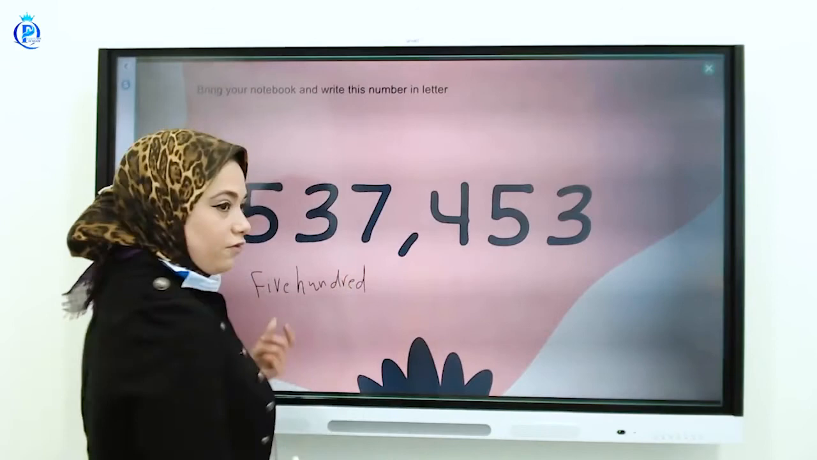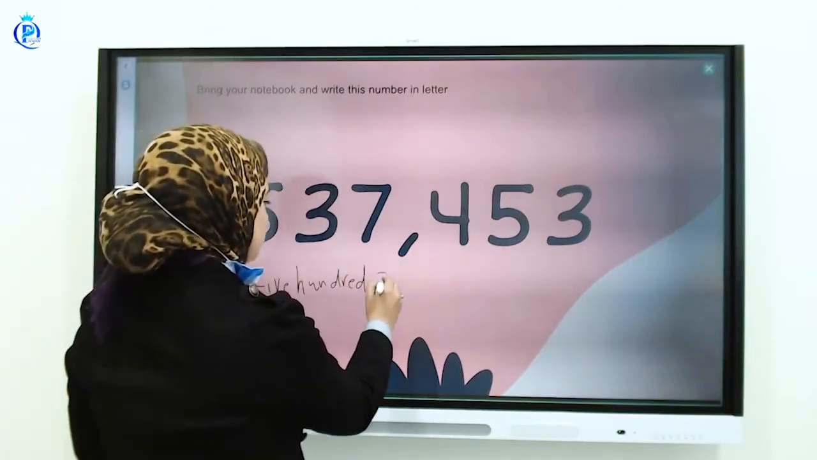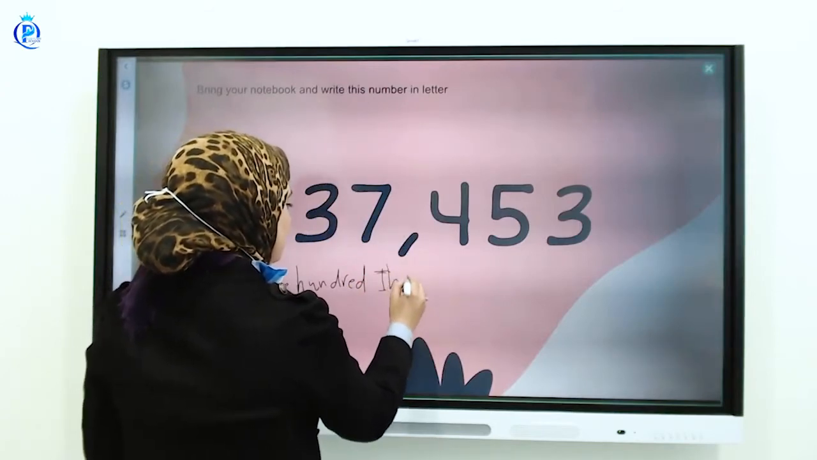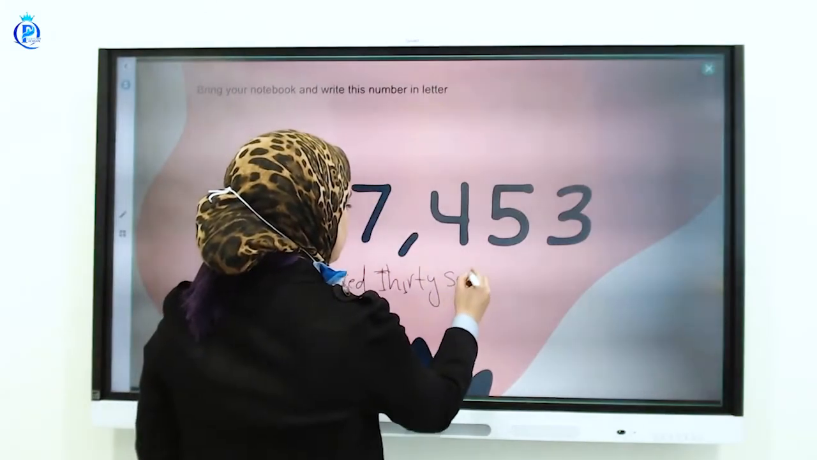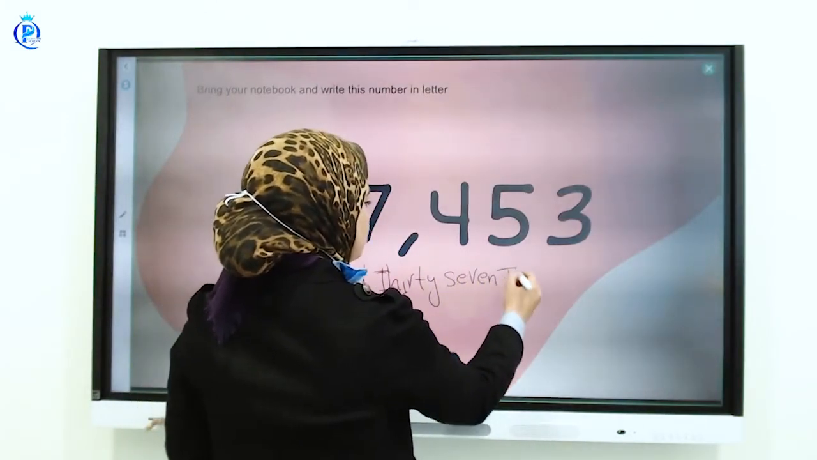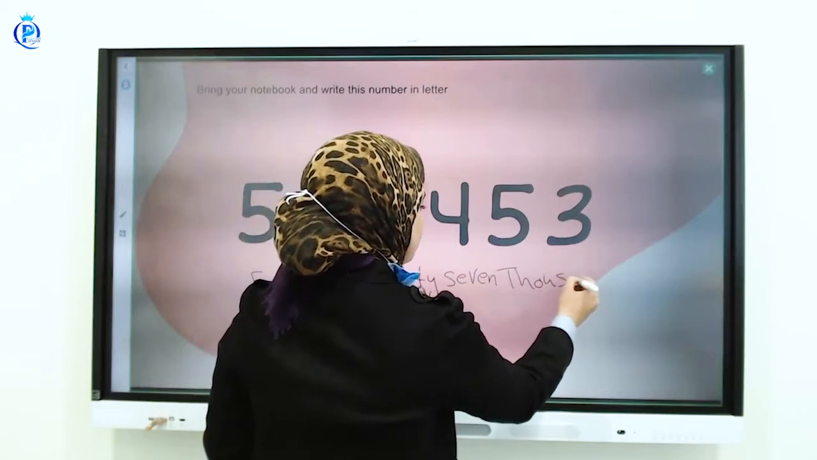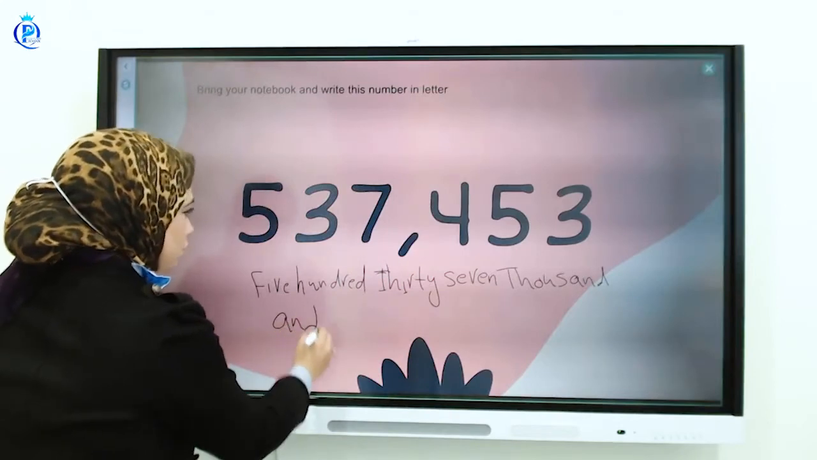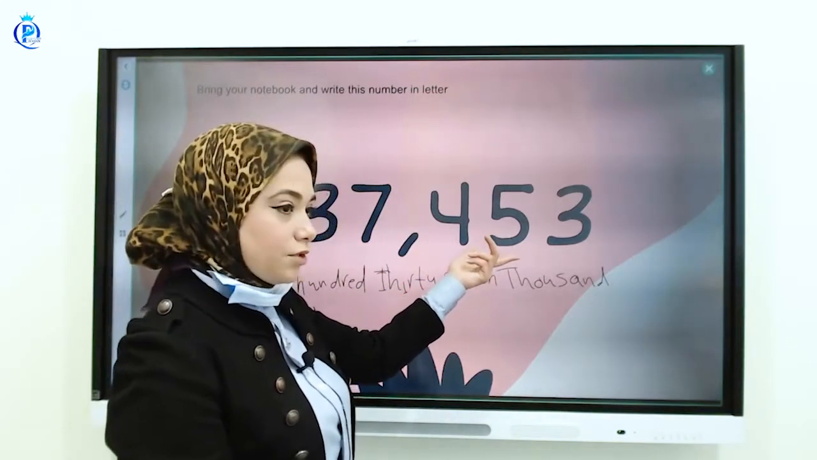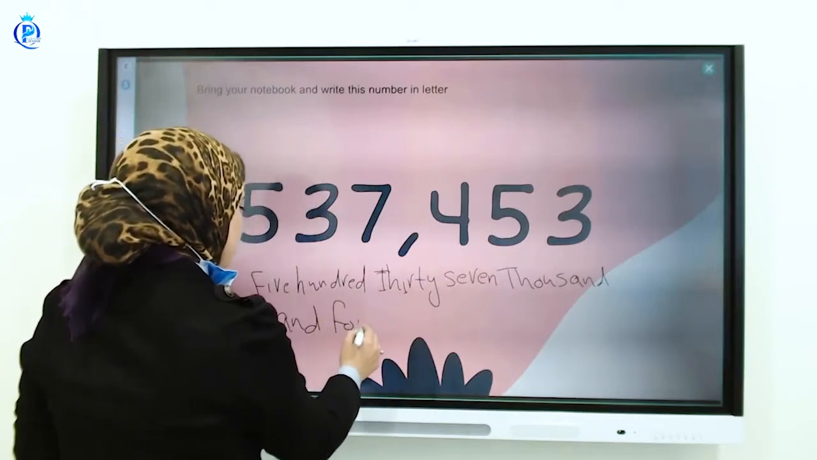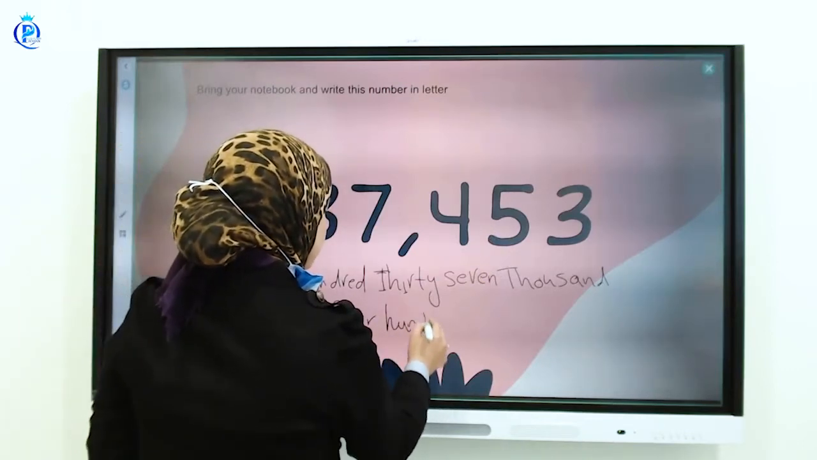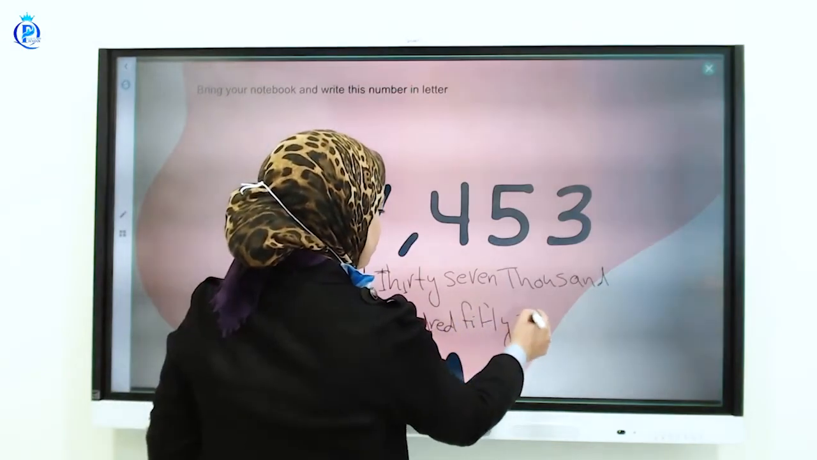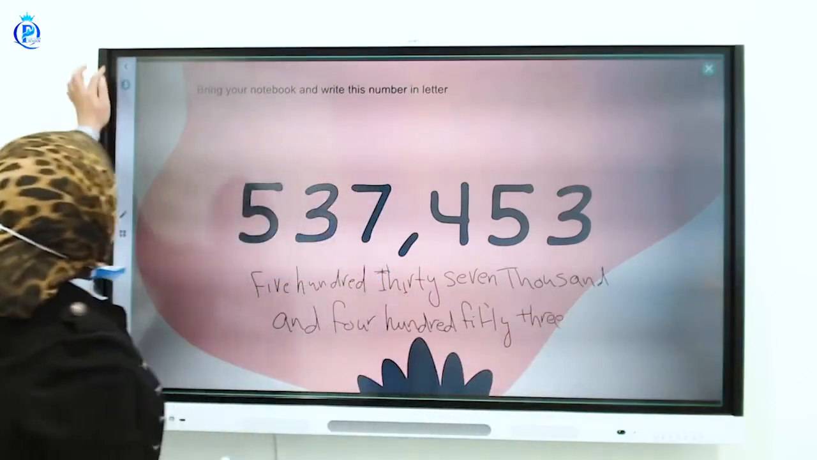Okay. 537. 30. Because I want to write in letters. 30. 7,000. Can you tell me this? 453. Okay, now.